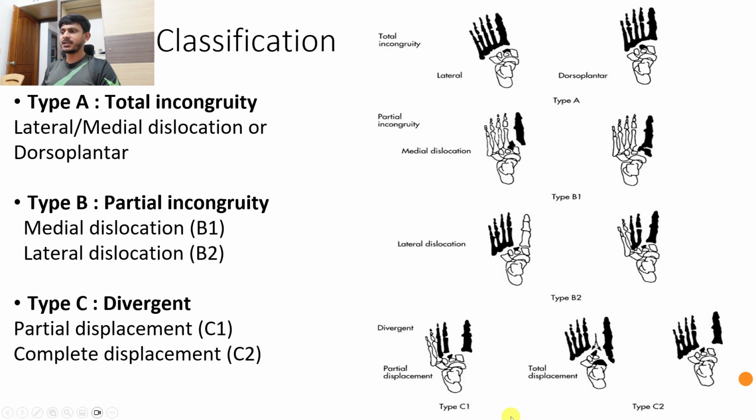Partial displacement can be either second, third, fourth, second, third, or even only the second. But the first one has to go medially and the remaining have to go laterally. This is what they mean by divergent.